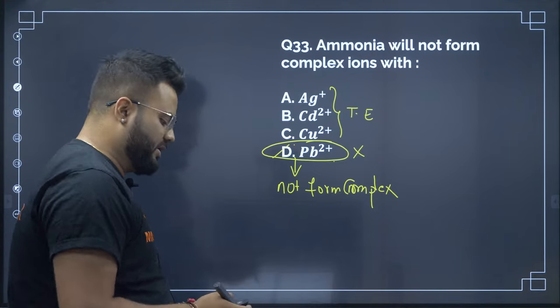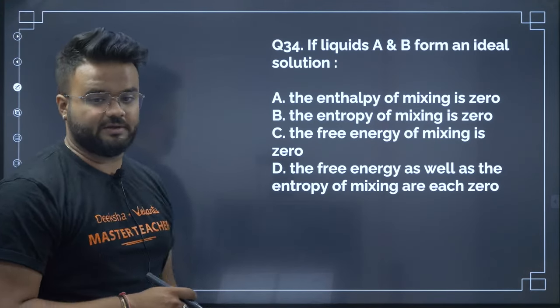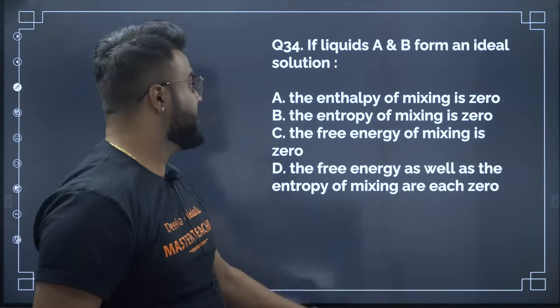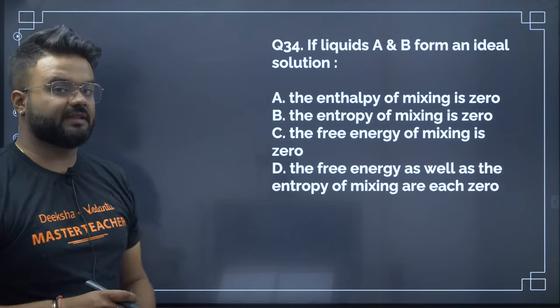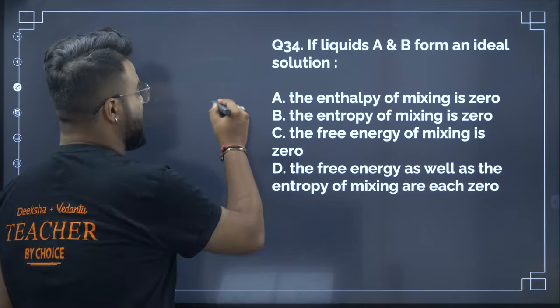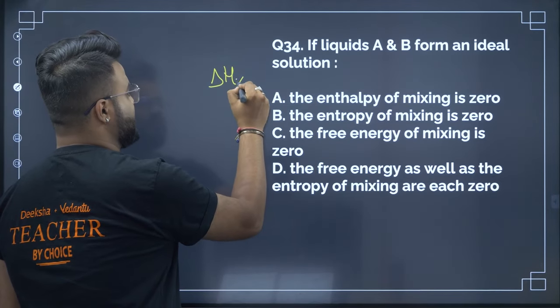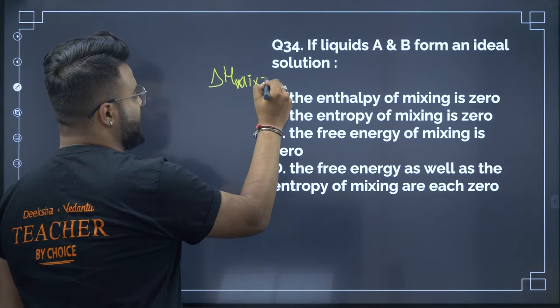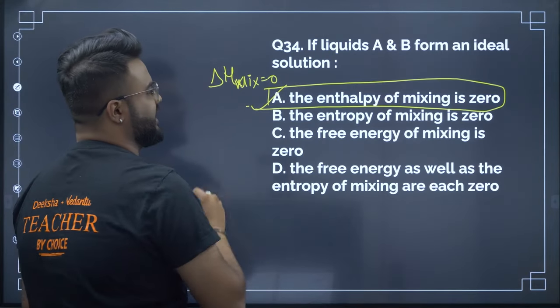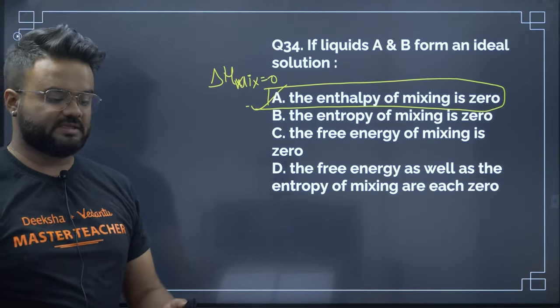Clear, guys? Now coming back to question number 34. If liquids A and B form an ideal solution, therefore, their enthalpy will be equal to 0. That is, after mixing, delta H mix will be 0. Therefore, option A will be your correct answer. That is, the enthalpy of mixing will be 0.